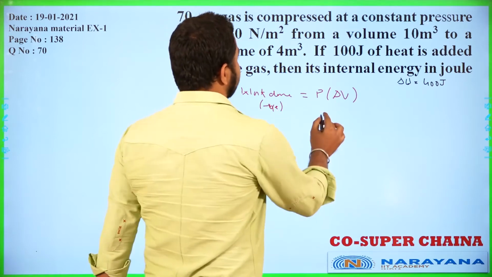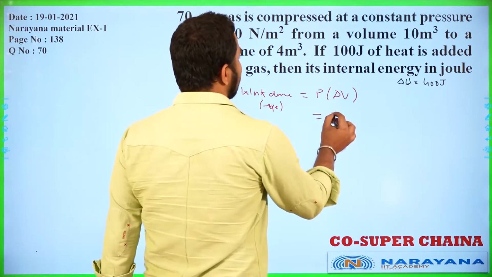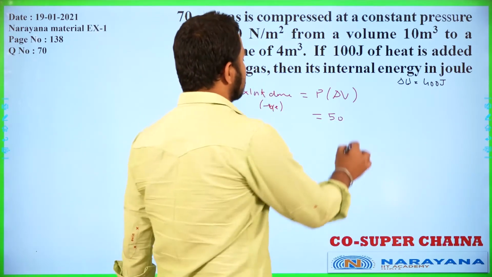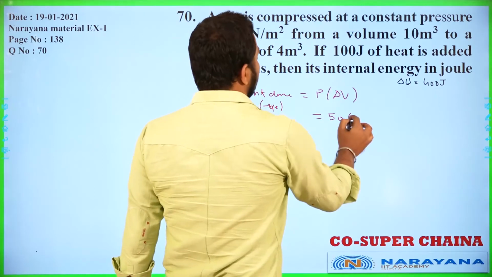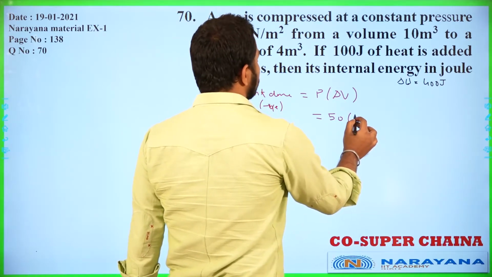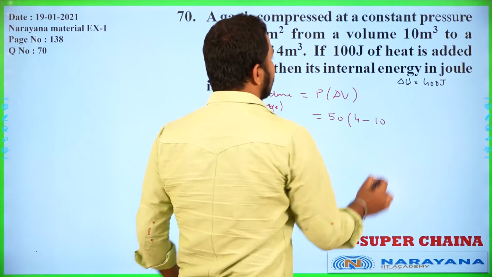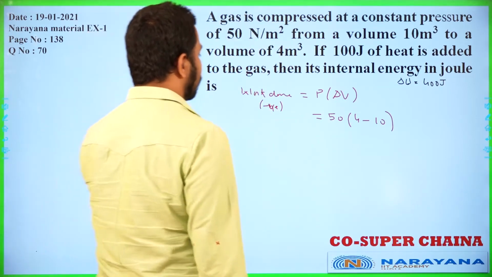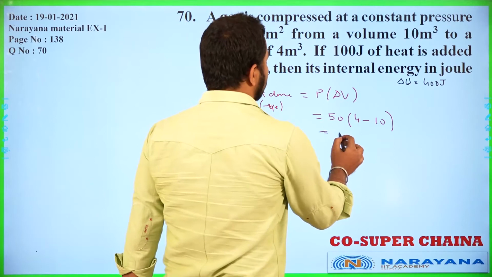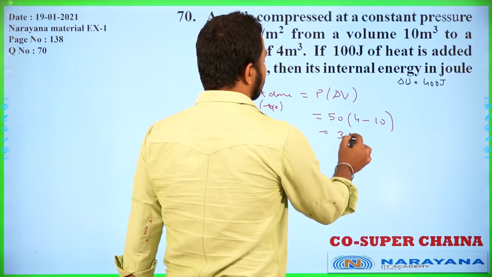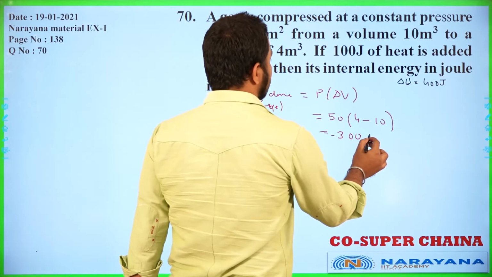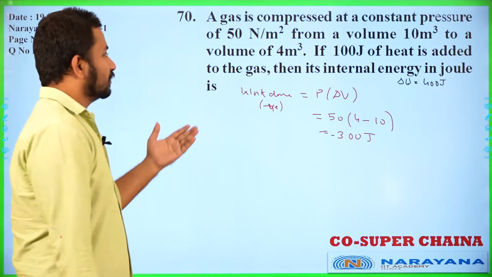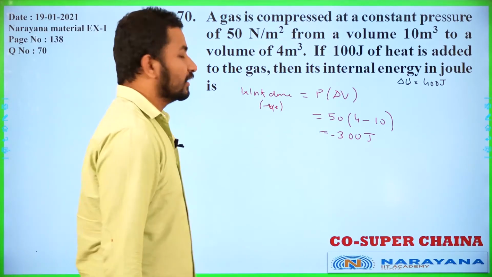So if you see here, we can write 50 Newton per meter square, and the volume is changing from V1 to V2. So V2 minus V1 will be 4 minus 10. We'll convert this meter cube into the respective units. Here we'll get 6, so it will be 300. It will be minus 300 joule. Convert the meter cube and the Newton per meter square into the respective units and we get minus 300 joule. This is the work done.